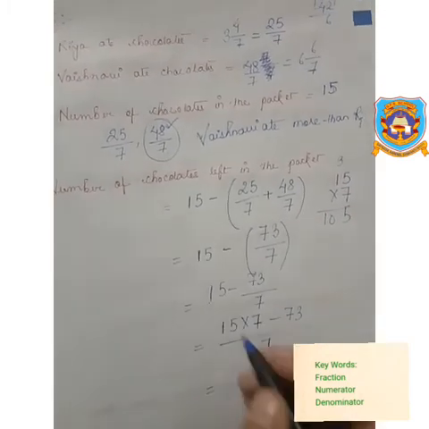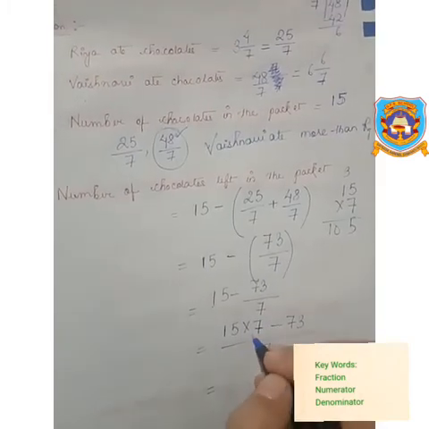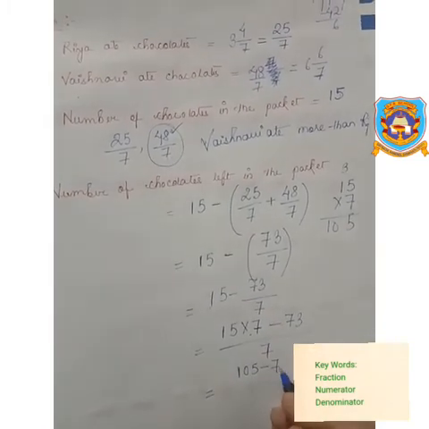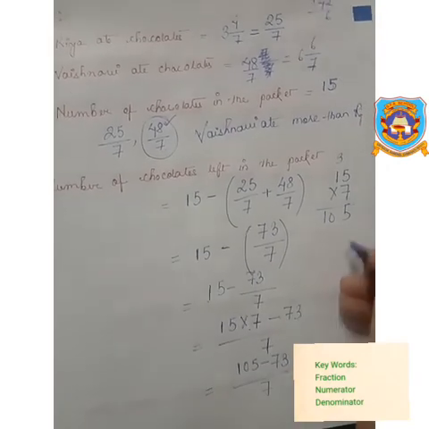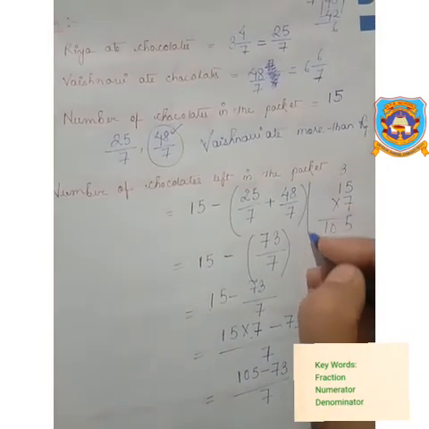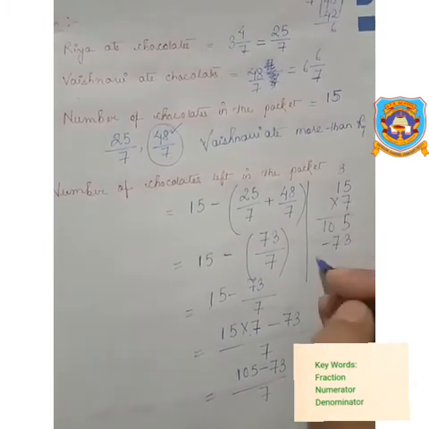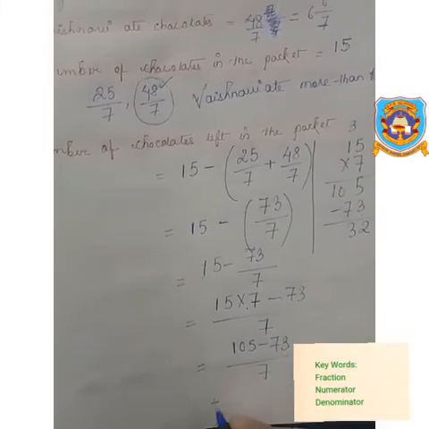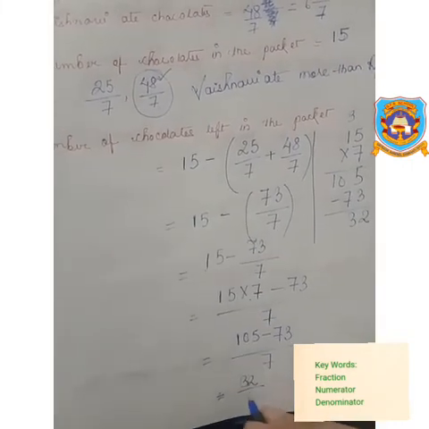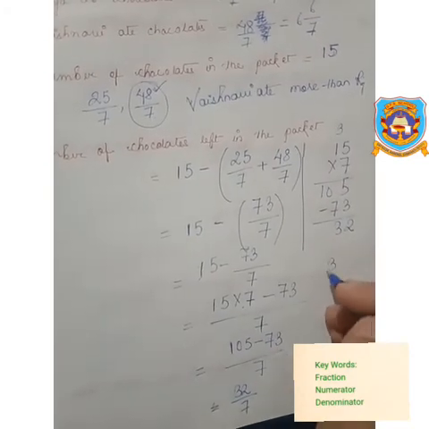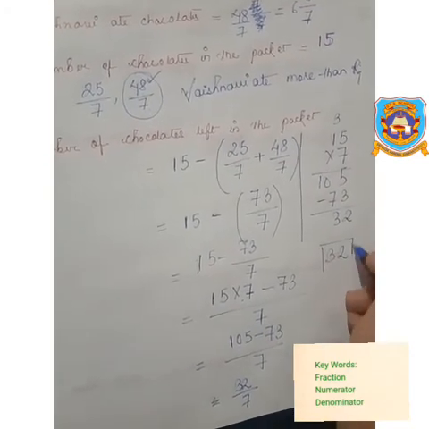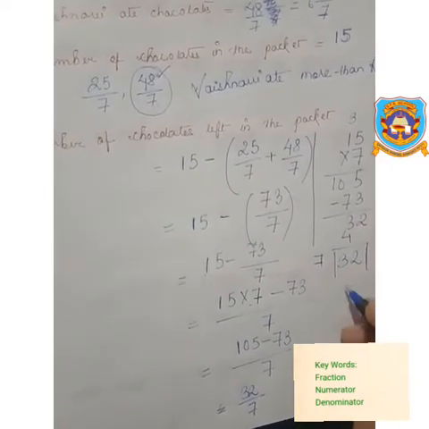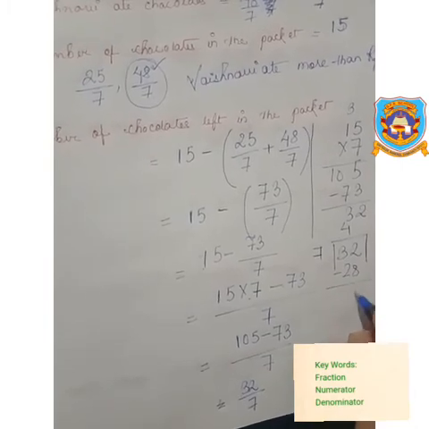So, according to the BODMAS formula, we have to do multiplication first, then only subtraction. So we got 105 minus 73 by 7. So subtract 73 from 105. So what you will get? 32. You got 32. Now divide 32 by 7, because it is an improper fraction, convert it into a mixed fraction. So what is the number closest to 32? I think it is 4. 7 into 4, 28. Remainder we are getting 4.